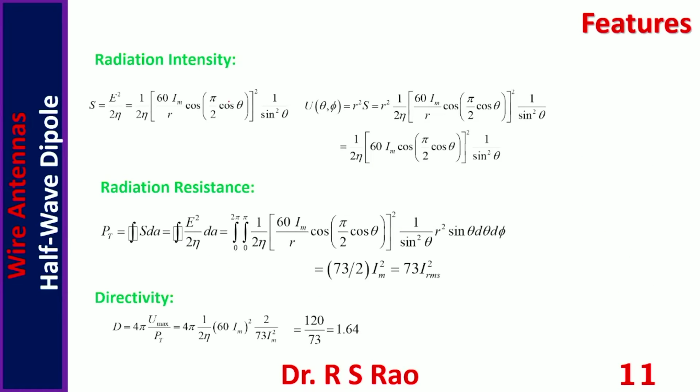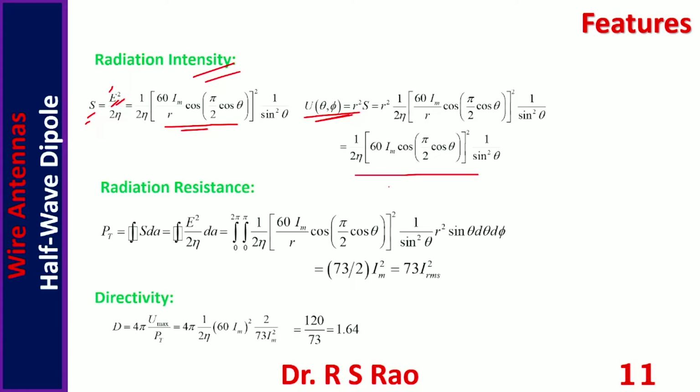Once the radiation field intensity E is available, the remaining quantities of interest can be computed without any difficulty. For example, radiation intensity can be found from the connecting relation between intensity and field intensity. S is equal to E square by 2 eta. Here S is power density. First power density can be calculated. E is available, so power density can be obtained. Once power density is available, radiation intensity, which is R square multiplied by S, can be computed.